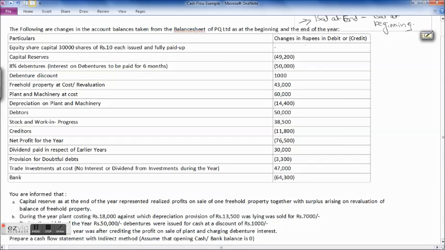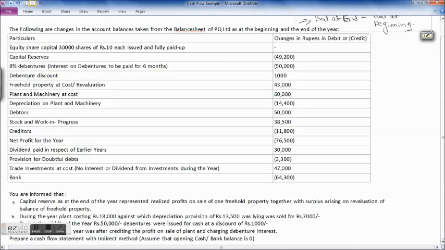Then plant and machinery at cost, 60,000, so an increase in plant and machinery at cost. Then depreciation on plant and machinery, 14,400. This is an accumulated depreciation balance, so accumulated depreciation or provision for depreciation will have a credit balance. When you compare the balance at the end minus the balance at the beginning, there is an increase in the credit balance by 14,400. Debtors, again, there is an increase in the debit balance by 50,000. Stock and work in progress, 38,500.